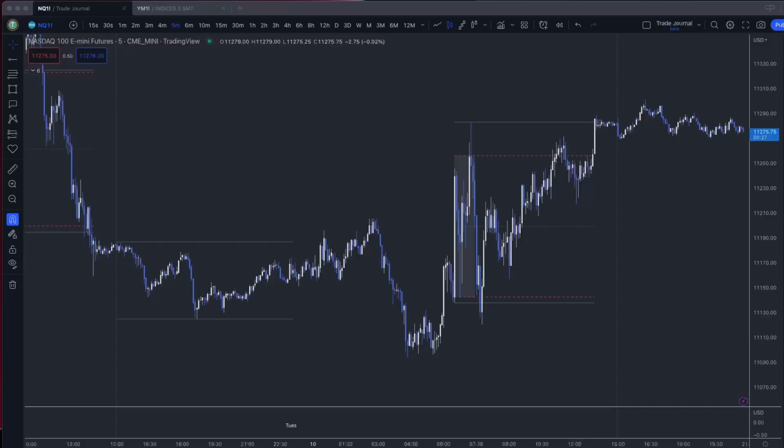Today is Tuesday, January 10th, 2023, back for another review. And we are starting off on the NASDAQ 5-minute chart.